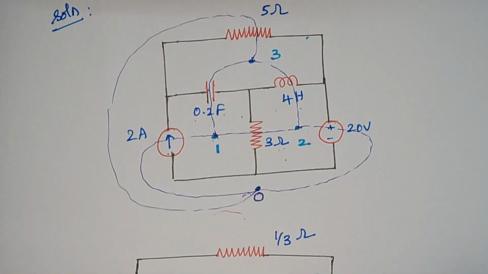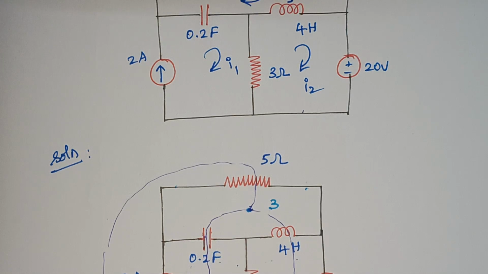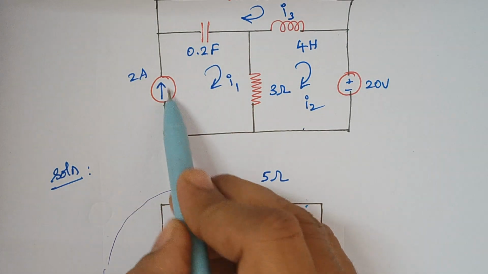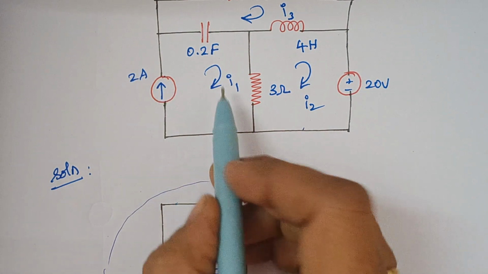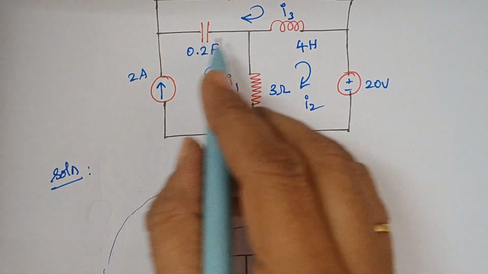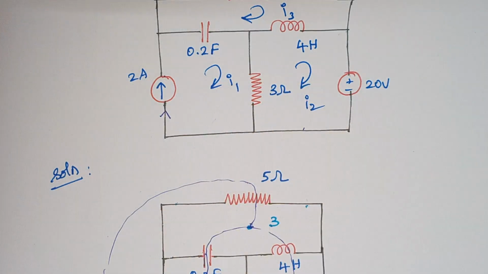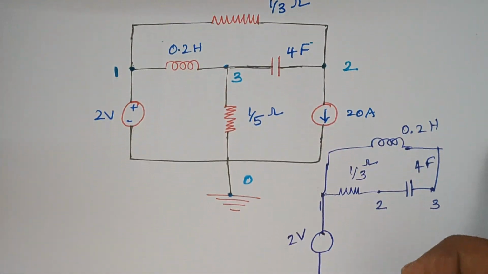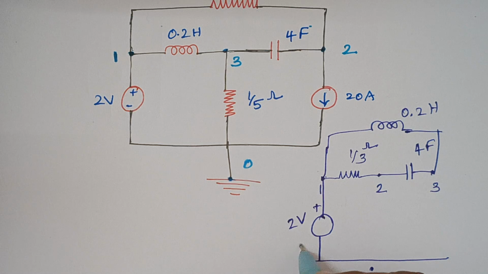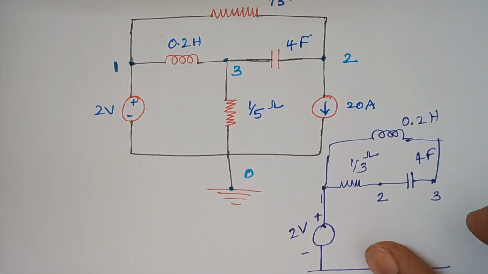So again we have to look at the polarity. You see here the current is flowing upwards, and the direction of the loop current is also flowing in the same path. Therefore here we have to mark our voltage as plus minus, right?